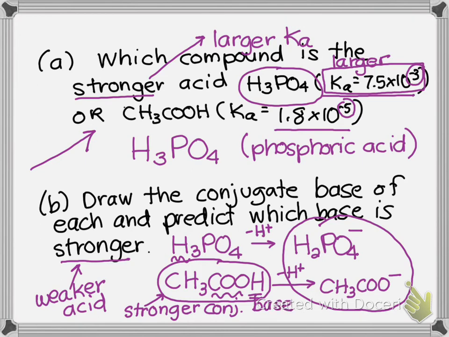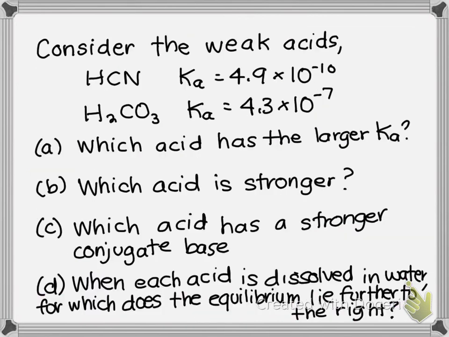So let's try a second problem that uses some of the same ideas. Again, I would recommend that you pause and see how far you can get with the answers, and then we can take a look at it together. So this says consider the weak acids, and it gives me HCN and H2CO3, and they both have their acid dissociation constants, or Ka. So the first question simply says, which one has the larger Ka? Looking at the exponents, I know that a -7 is larger than a -10. So H2CO3 has the larger Ka.